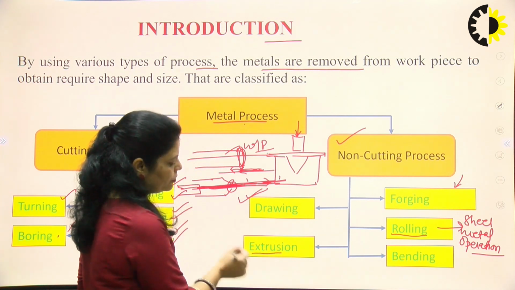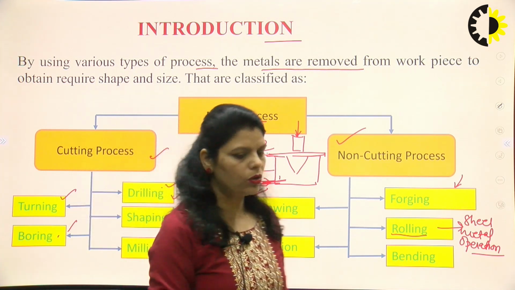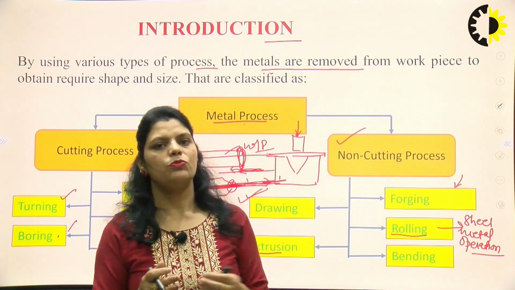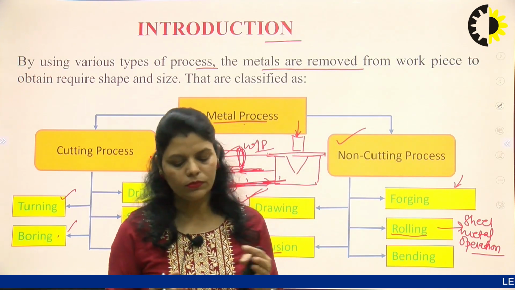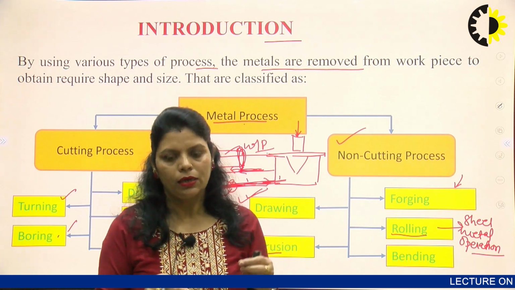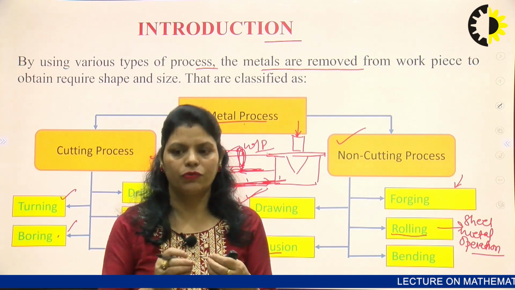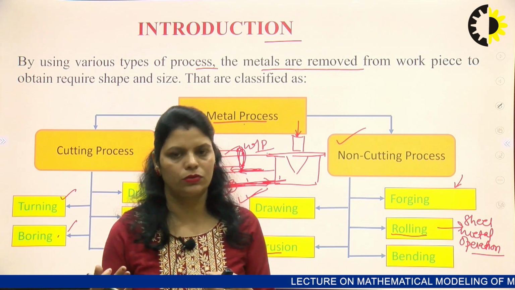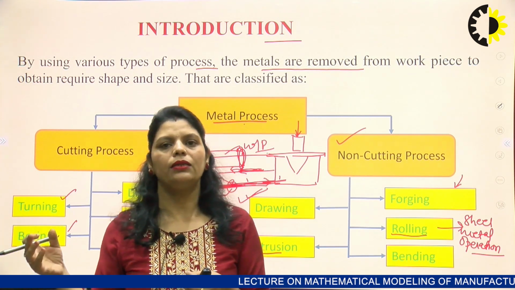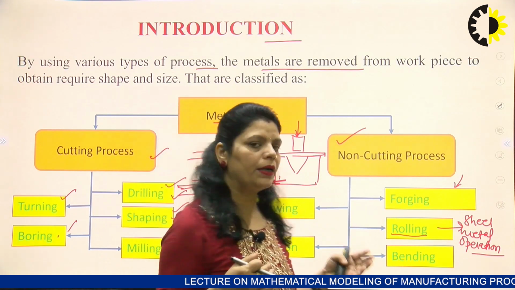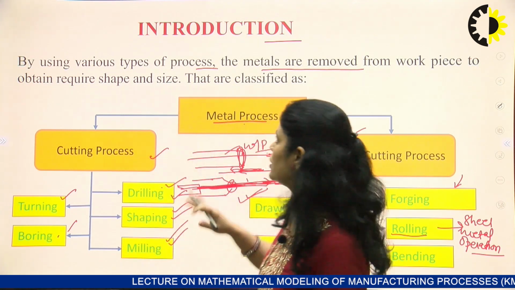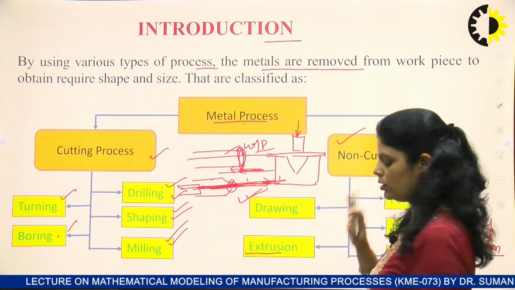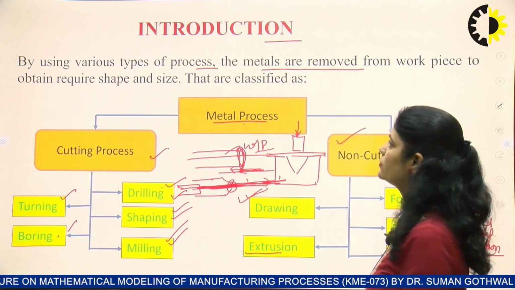Then we have the extrusion process. In this extrusion process also, the material is passed through a die, and then the force is applied and it will come out from an opening which is known as the orifice. Okay, and it will take the desired shape and size. So this is basically the classification of the metal processes on the basis of the cutting and the non-cutting processes.